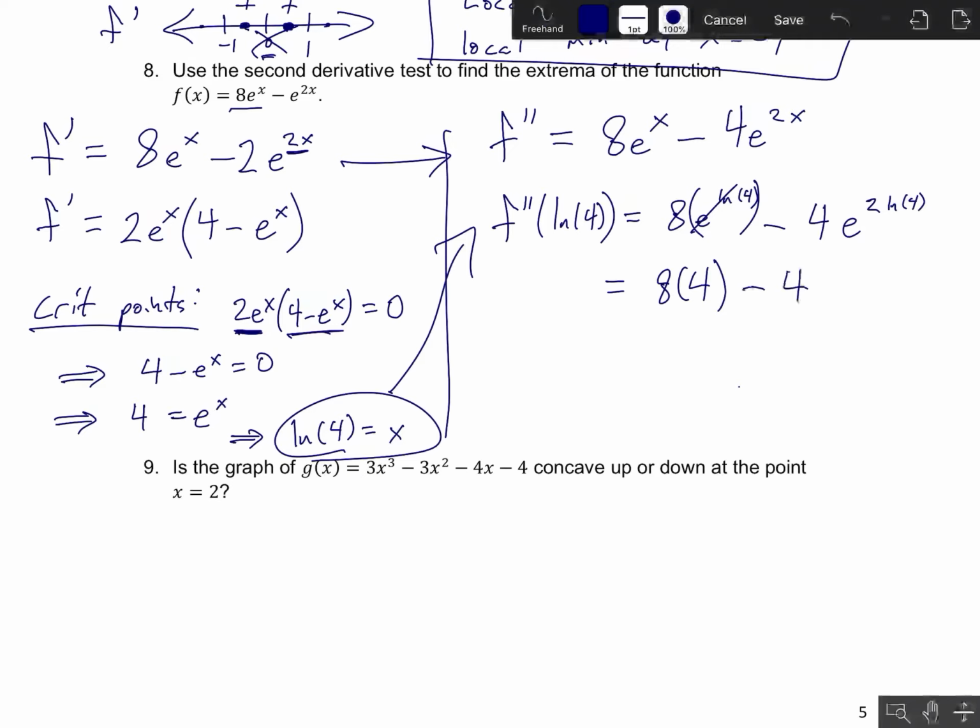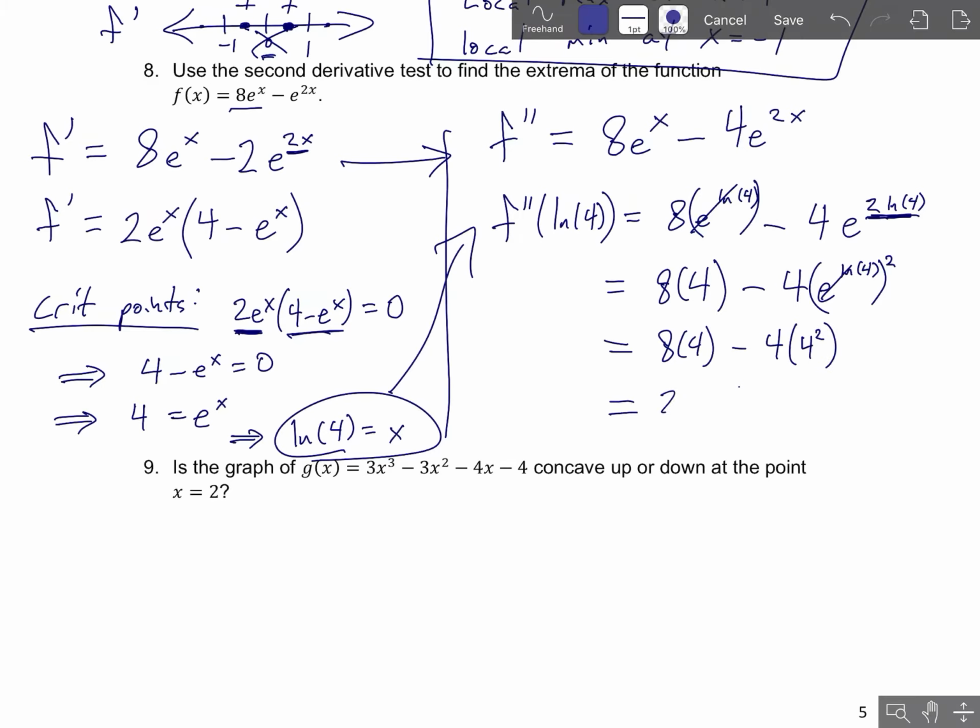Simplifying the second term is similar, but things are a little bit trickier. We can't just cancel the e and the ln because there's this 2 in the way. But what we can do is rewrite this term as e to the ln of 4 quantity squared, because whenever we have repeated exponentiation, that's the same thing as multiplying the exponents like we're doing up here. And now that we've rewritten it, we can do this cancellation because on the inside of the parentheses, we have an e to the ln of something. So this would end up being an 8 times 4 minus a 4 times a 4 squared.